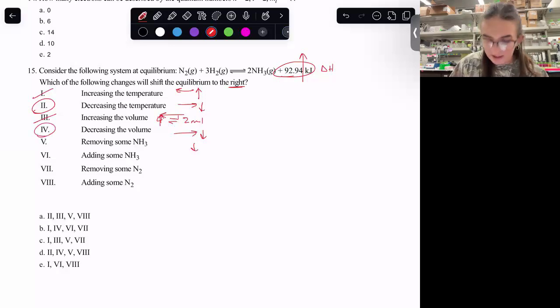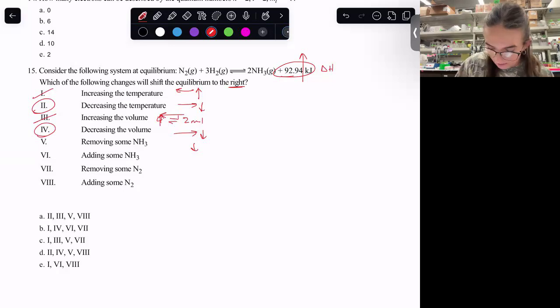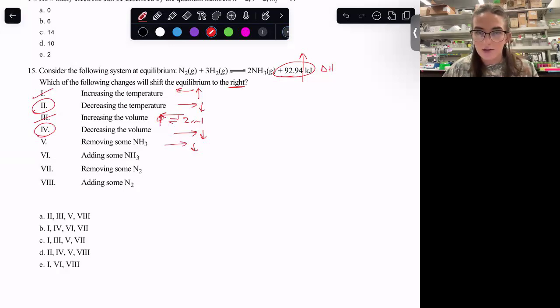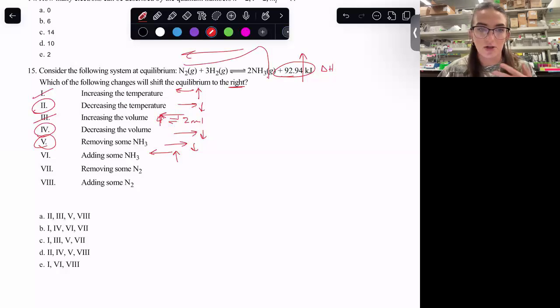If we remove some NH3, we're taking some product out of our reaction. So then we're going to shift to the right to fill the loss of product that we had. So that will shift it to the right. If we add some NH3, now we're increasing our products. So now we're shifting to the left because we have now like a mountain, right? Consider we have a mountain here. And so we need to fill and go to the left in order to shift that mountain all over. So this will go to the left.